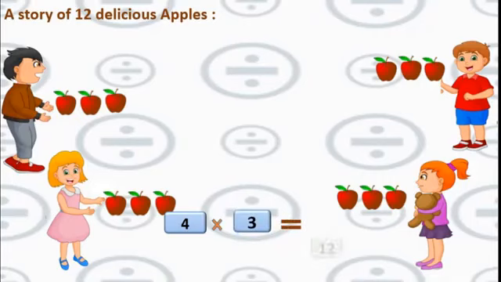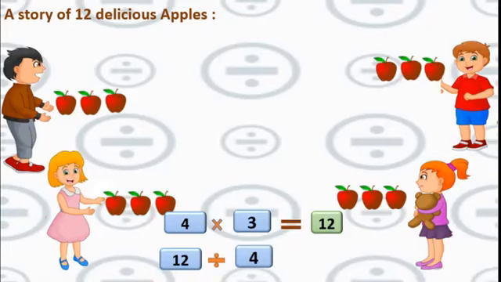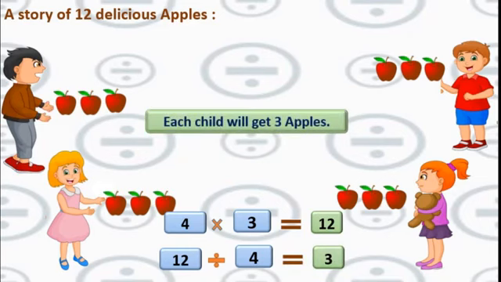So what is the answer? 4 3s are 12. You know that. Now same in the division form. Total number of apples divided by total number of students. See here. Means 4 1s are 4, 4 2s are 8, 4 3s are 12. Isn't it? Means each child got 3 apples. Right? Now we will move further.